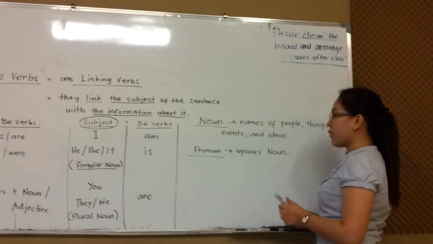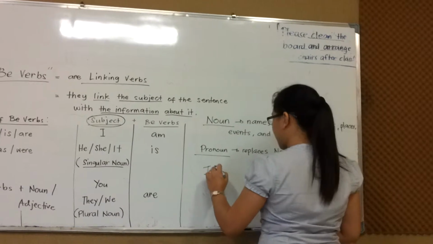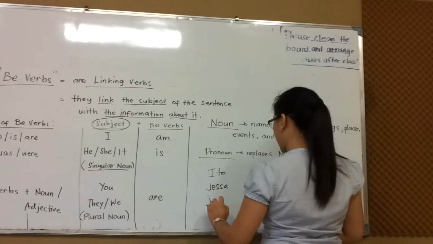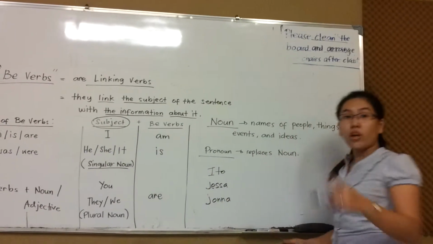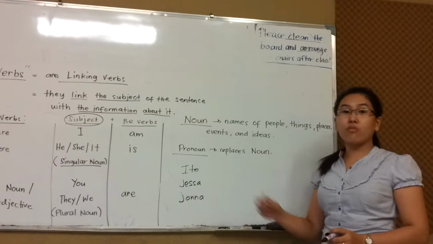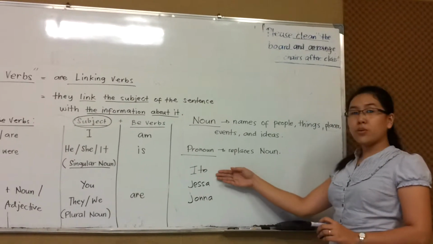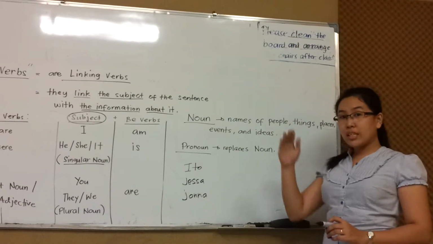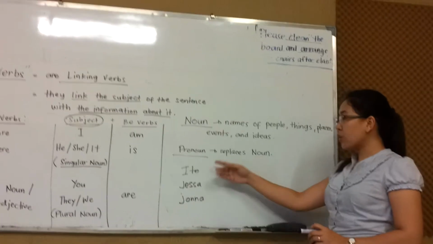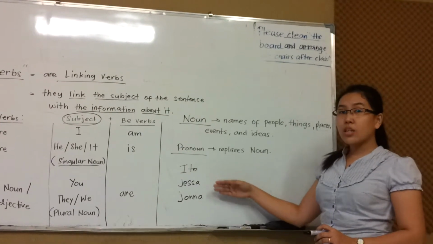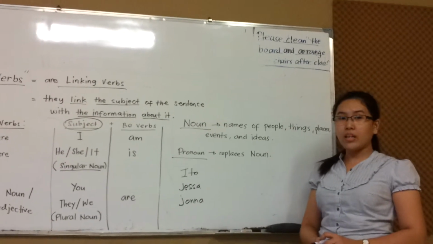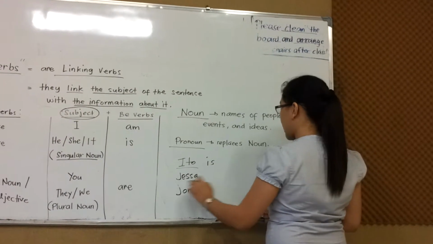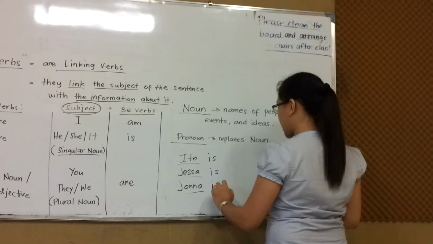Just like, for example, if I say Itu, Chessa, Jonah, and so on. These are names of people. Okay? So, Itu, Chessa, Jonah, names of one person, each person. Okay? So, you can use this name as your singular subject. So, for example, if I say Itu is, Chessa is, Jonah is.